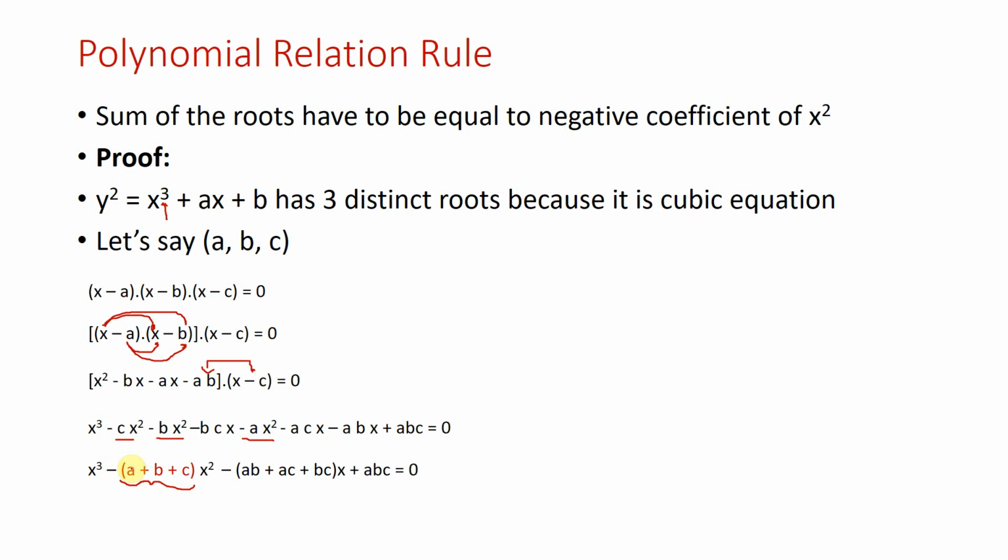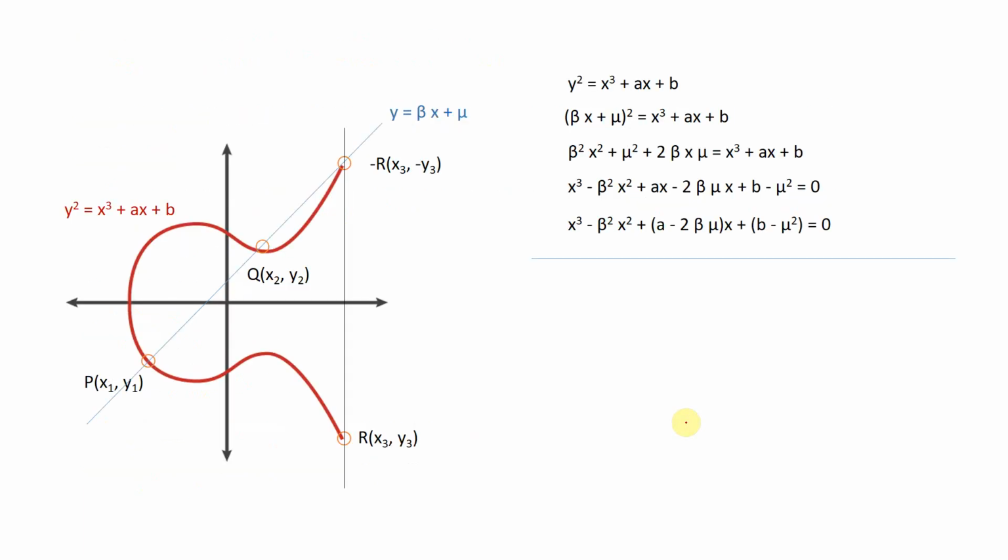I can ignore other terms. As seen, minus in the parentheses a plus b plus c. These are the three distinct roots of the cubic equation, and I can say the sum of the roots, I mean a plus b plus c, has to be equal to the negative coefficient of x squared, as seen. We can prove it. Let's turn back.